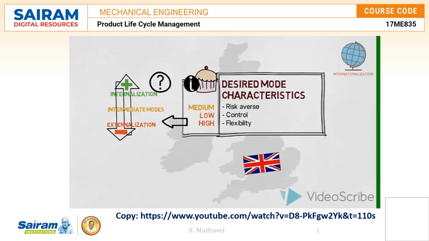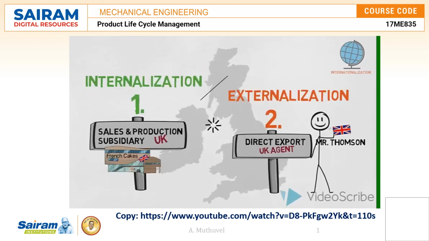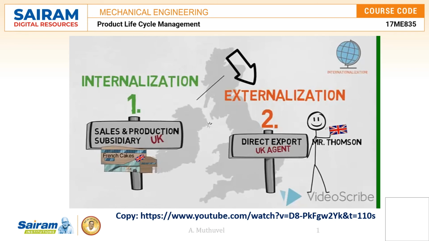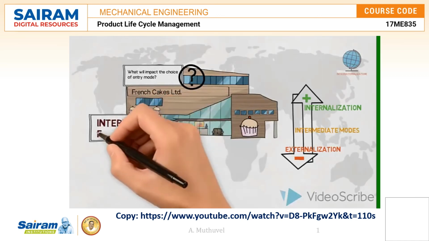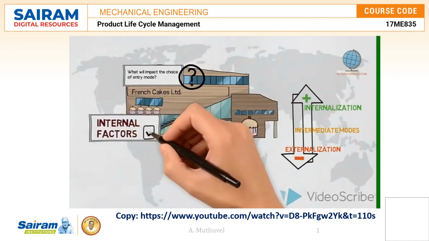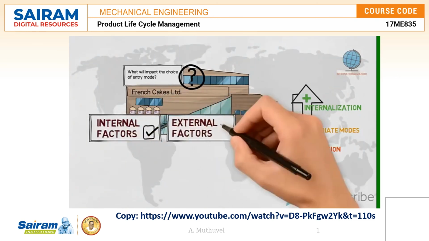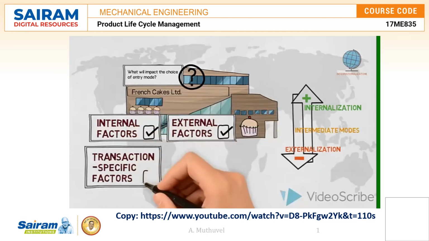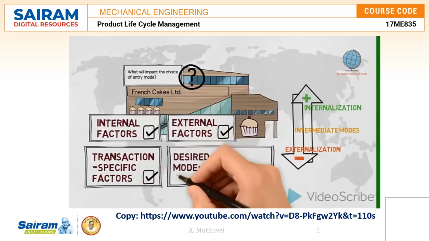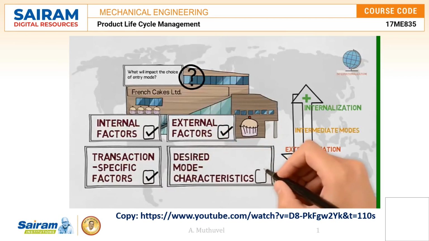An evaluation of these and the other three sets of factors indicate a move towards externalization, which supports French Cakes' second option of using a UK agent, a direct export mode. Now we have evaluated four sets of factors that will influence French Cakes' decision of entry mode. We have addressed the internal factors, the external factors regarding the UK market, the factors evaluating outsourcing suitability, and which mode characteristics French Cakes desire.